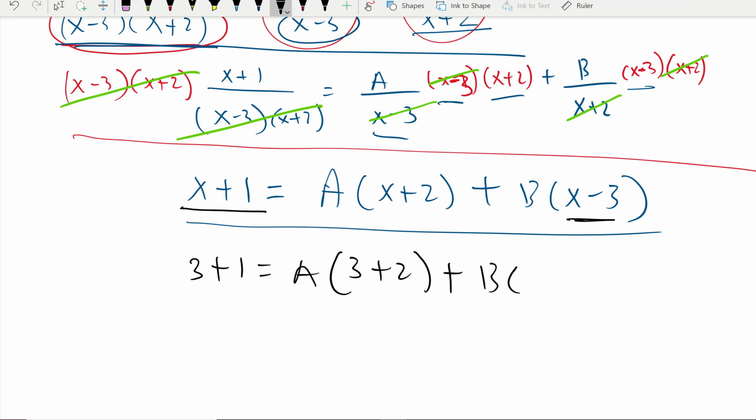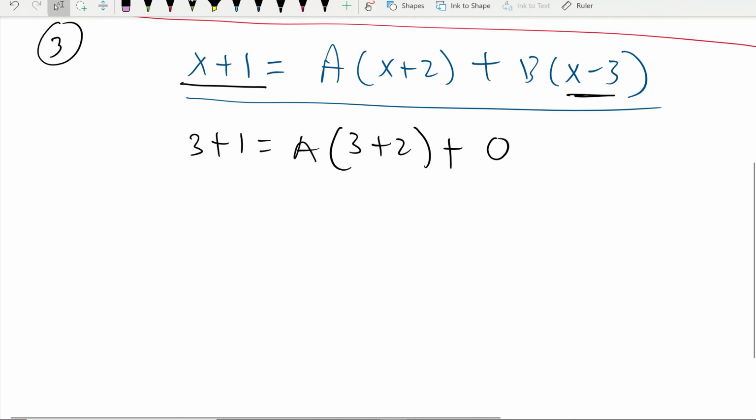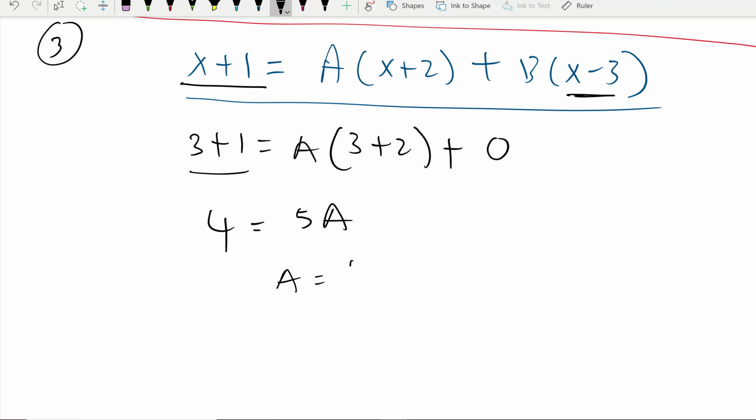What is 3 minus 3? 0. So B times 0 is 0. So 3 is a magic number that gets rid of B, and here it's 4. Here 3 plus 2 is 5. So 4 is equal to 5A. Guess what A is? 4 over 5. So what this magic number does is get rid of the other constants and just give you the constant that you want to find, A.